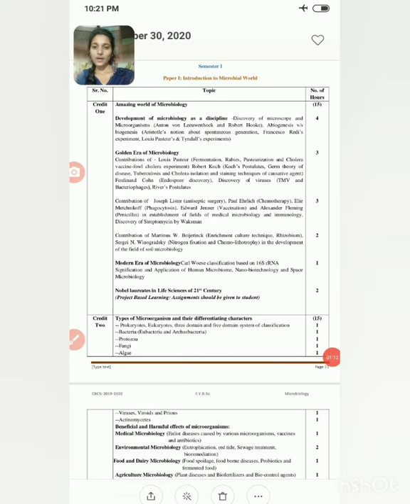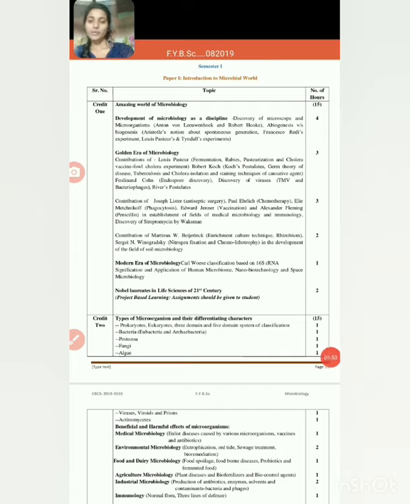When we talk about theory paper 1, which is Introduction to the Microbial World, the name itself indicates it gives us a brief introduction about microorganisms and the study of microbiology, its history, inventions, different theories, and a lot more. We will discuss all the points mentioned in the syllabus one by one. There are two credits, or in simple language, two chapters, in which the first important topic is Amazing World of Microbiology.